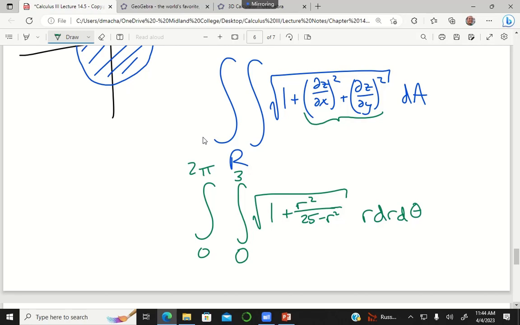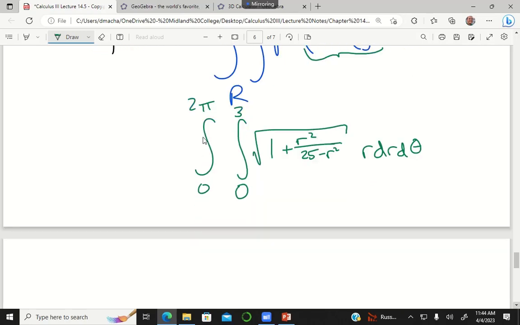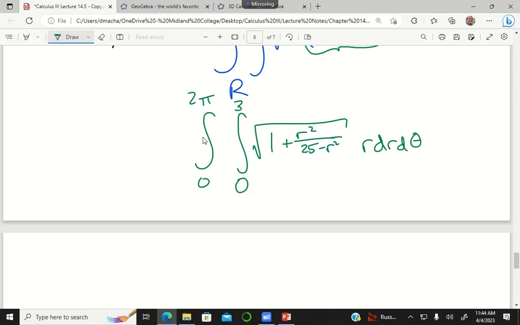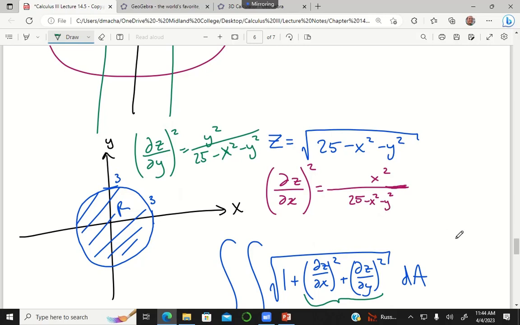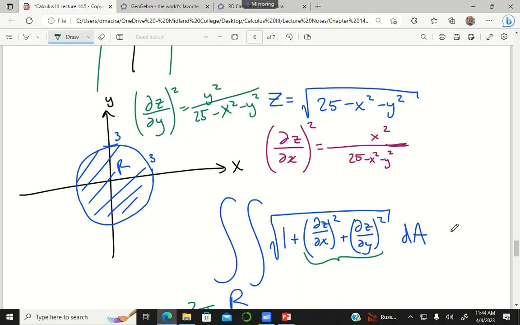Yeah, I skipped a step, but in my formula I'm adding those partials squared, and so I'm adding x squared over 25 minus x squared minus y squared, and y squared over 25 minus x squared minus y squared. And so I just have to add the numerators. X squared plus y squared gives me r squared, and then the denominator is going to be 25 minus r squared. So that's how I ended up with that.